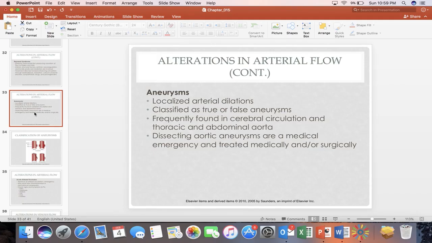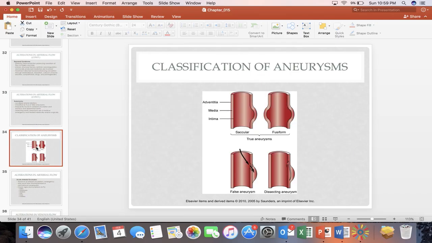An aneurysm is a localized arterial dilation, classified as true or false aneurysm. It is frequently found in the cerebral circulation and the thoracic and abdominal aorta. You also have a dissecting aortic aneurysm, which is a medical emergency and treated medically and/or surgically. Here you see the saccular and the fusiform types of aneurysm, which are the true aneurysms, and then you will have the false aneurysm and dissecting aneurysm at the bottom.